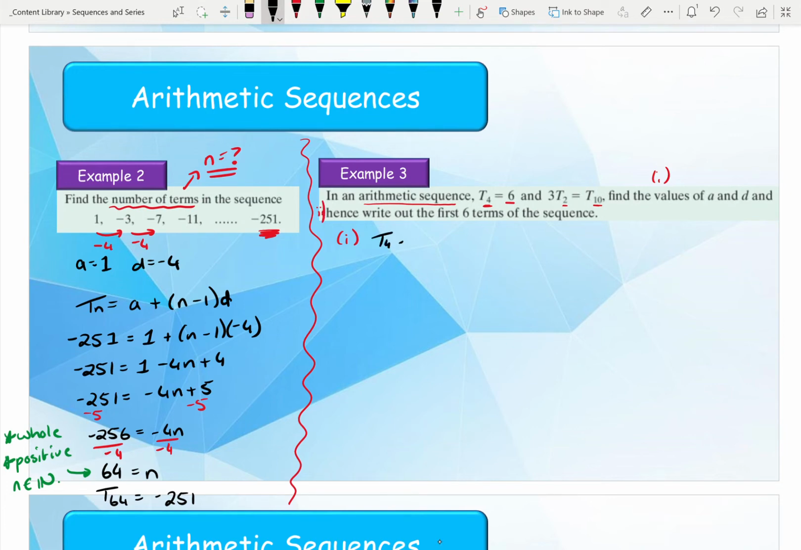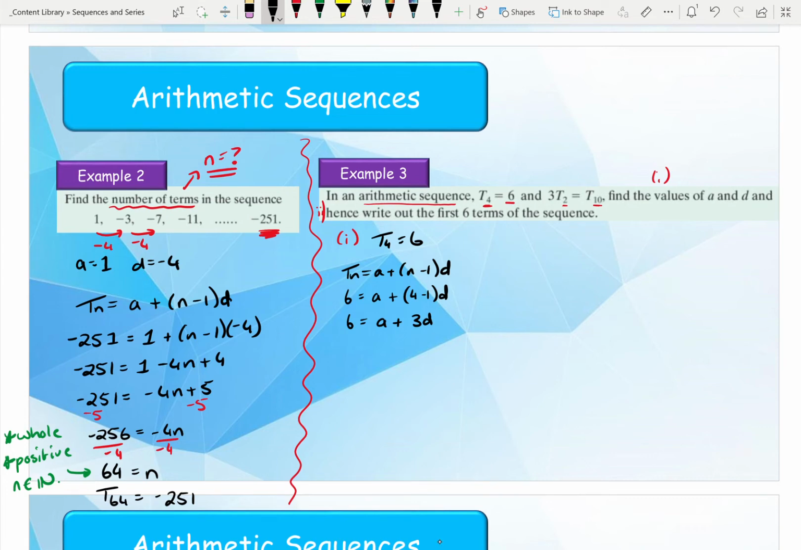So T4 is equal to 6. I know my general formula, Tn, is equal to a plus n minus 1 times d. Well, they've told me the value again is 6, so I'm going to sub in 6 here. Then I have a plus, and I know n is going to be 4 because it's term 4 times d. Now what that gives me is 6 is equal to a plus 3d, which is an equation with two variables. And I know that when I have an equation with two variables, that I need to have a second equation with two variables to be able to solve it.